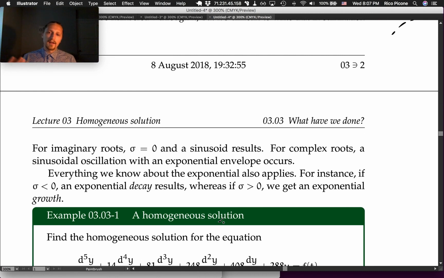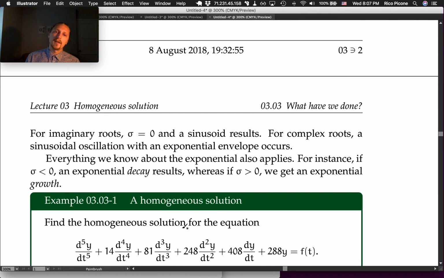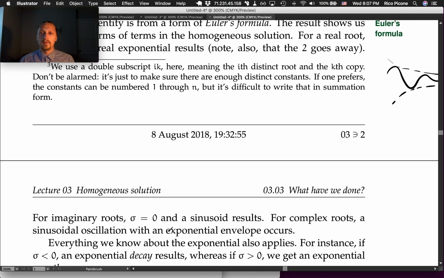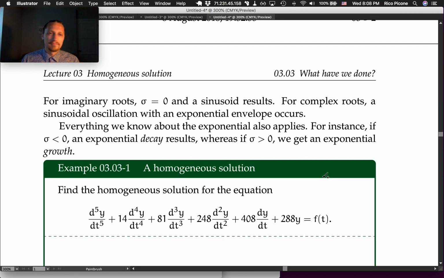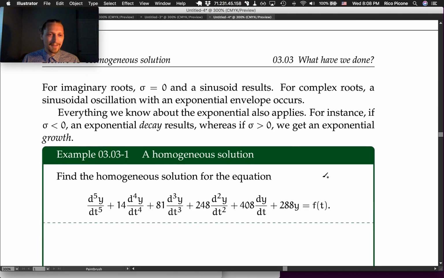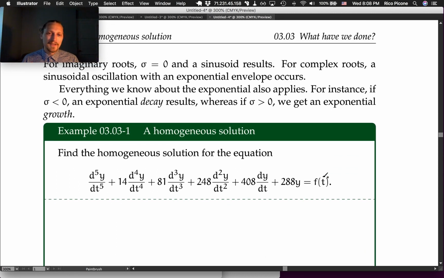Like I said, if sigma is less than 0, an exponential decay results, whereas if it's greater than 0, an exponential growth occurs. So the envelope need not necessarily decrease. And that has a lot of implications if you have a dynamic system that has a response that grows over time. We're going to have a name for that. It's going to be an unstable system. So lots of fun stuff.